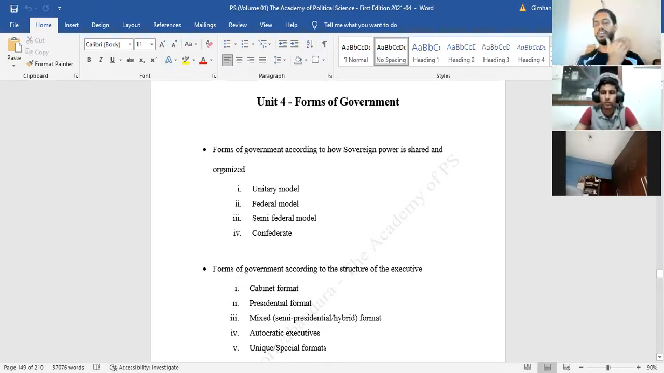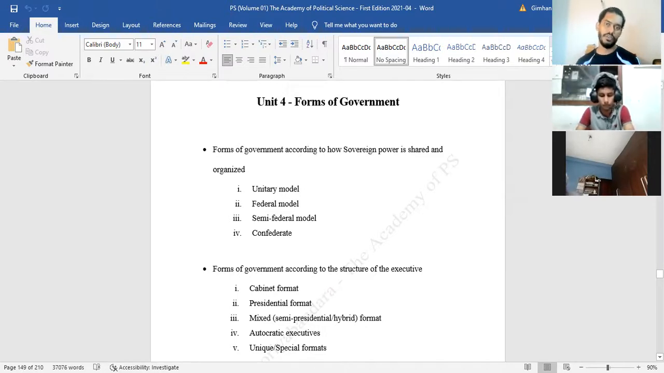When you take a government from a different country, right, there can be differences. So there's something called classification that we do, where we put them into different categories. So when it comes to governments, there are various ways you can categorize these governments. In this unit, we are going to take a look at two of these categorizations.